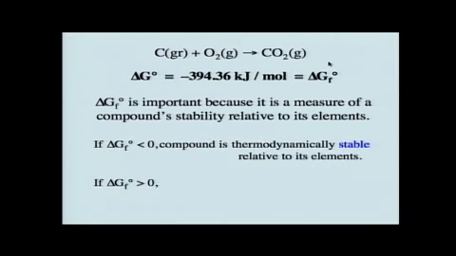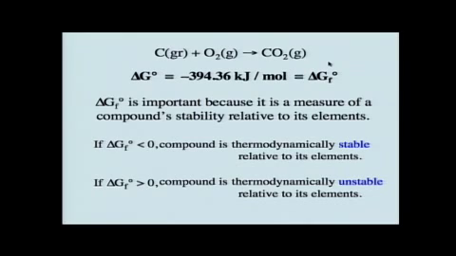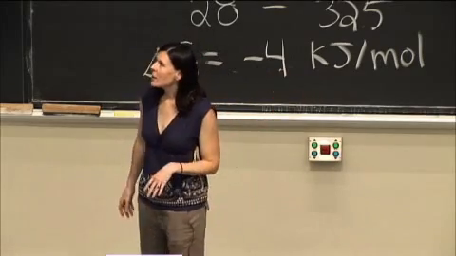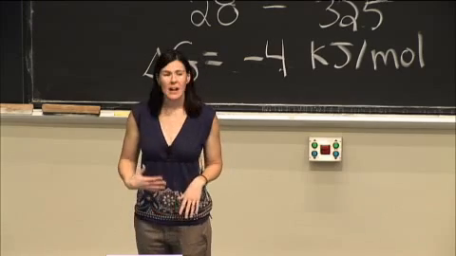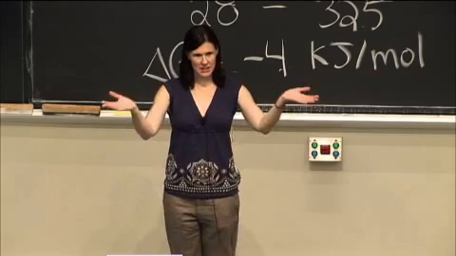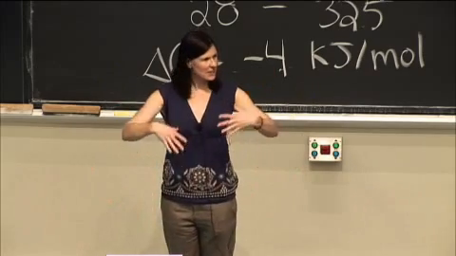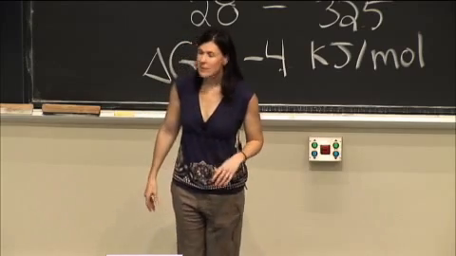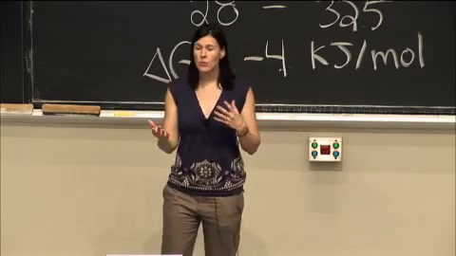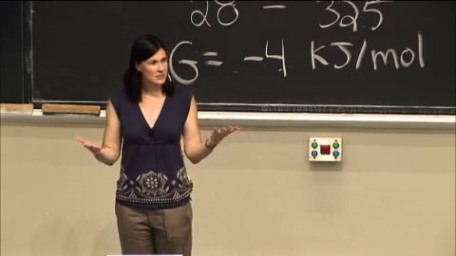Conversely, if we have delta G of formation greater than 0, where delta G of formation is just delta G of the reaction where the compound is formed, then we find that it's thermodynamically unstable relative to its elements, because instead of releasing energy in that reaction, you actually have to put energy into that reaction in order to make it happen. So delta G of formation can give us an indication of whether we have a stable or an unstable compound.